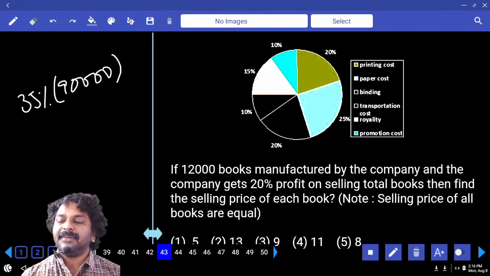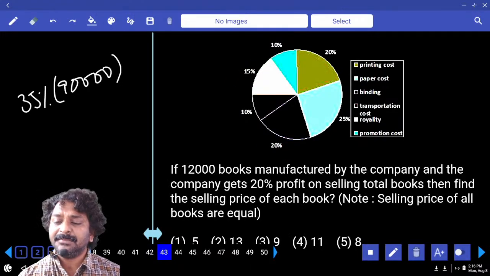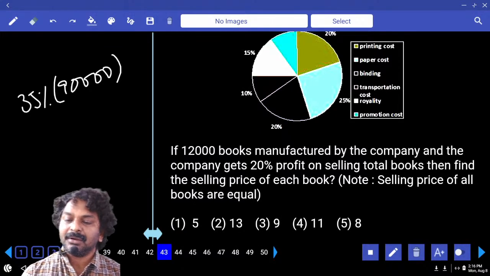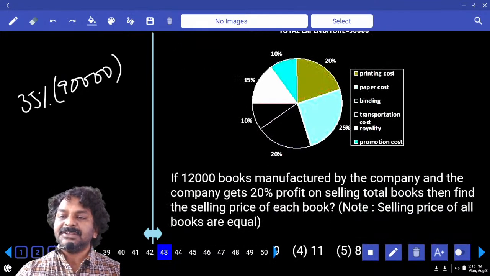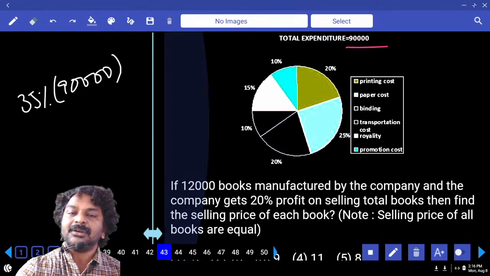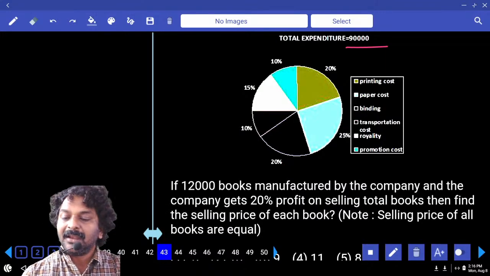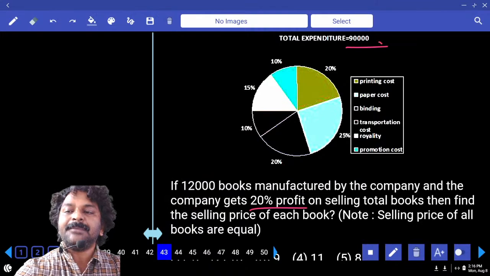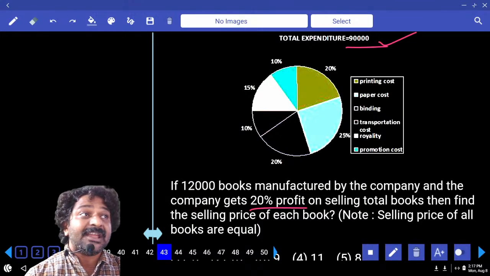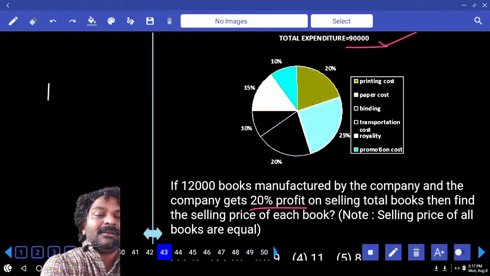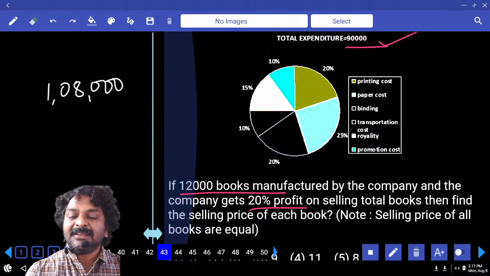If 12,000 books are manufactured by the company and the company gets 20% profit on selling total books, then find the selling price of each book. Selling price of all books are equal. Okay. Now, total expenditure they said. Total expenditure 90,000. Expenditure is related to cost price only. And how much profit is made? 20% on 90,000 is 18,000. Then selling price must be 1,08,000, right?